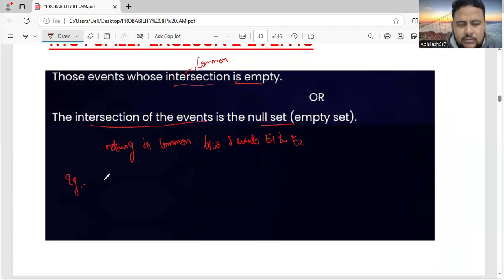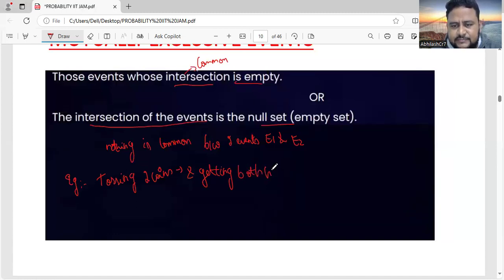Example: tossing two coins, and getting one event, both heads, and another event, getting both tails. Okay, friends, so event one is tossing two coins. Event one is getting both heads, and event two is getting both tails.